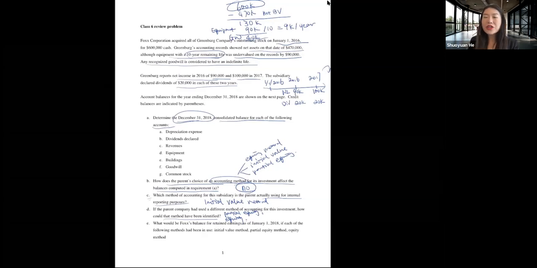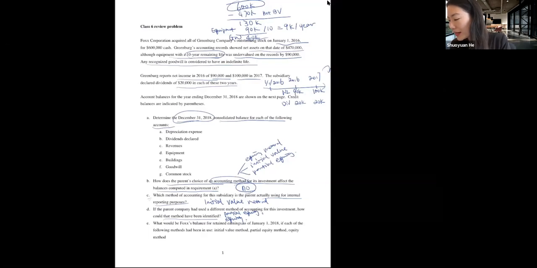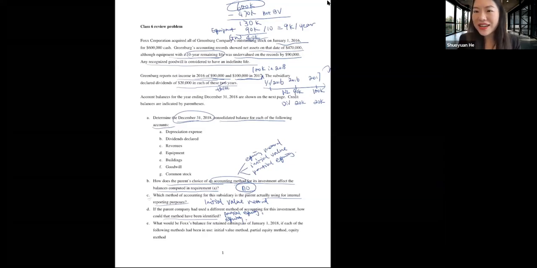Sorry, here. So actually, there's some omitted information here. So, Greenberg reported net income in 2016 of 90,000 and 100,000 in 2017. And I want to add another piece of information here that it is 100,000 again in 2018. And then the subsidiary declares dividends in each of the following 3 years. So it is 2016, 2017, and 2018. Sorry about that.